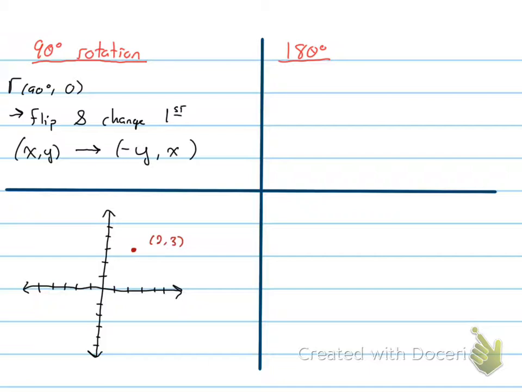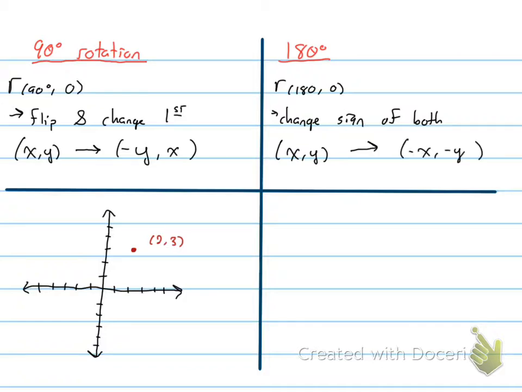Next we have a 180-degree rotation, or a half turn. How I would write that? 180 degrees about the origin is what you would see right there. And my rule for a 180-degree rotation is I just change the sign of both numbers. So xy would turn into -x, -y. So again, looking at that coordinate 2, 3, I would rewrite that as -2, -3, and as you can see there, it does look like I'm spinning halfway around that coordinate plane.